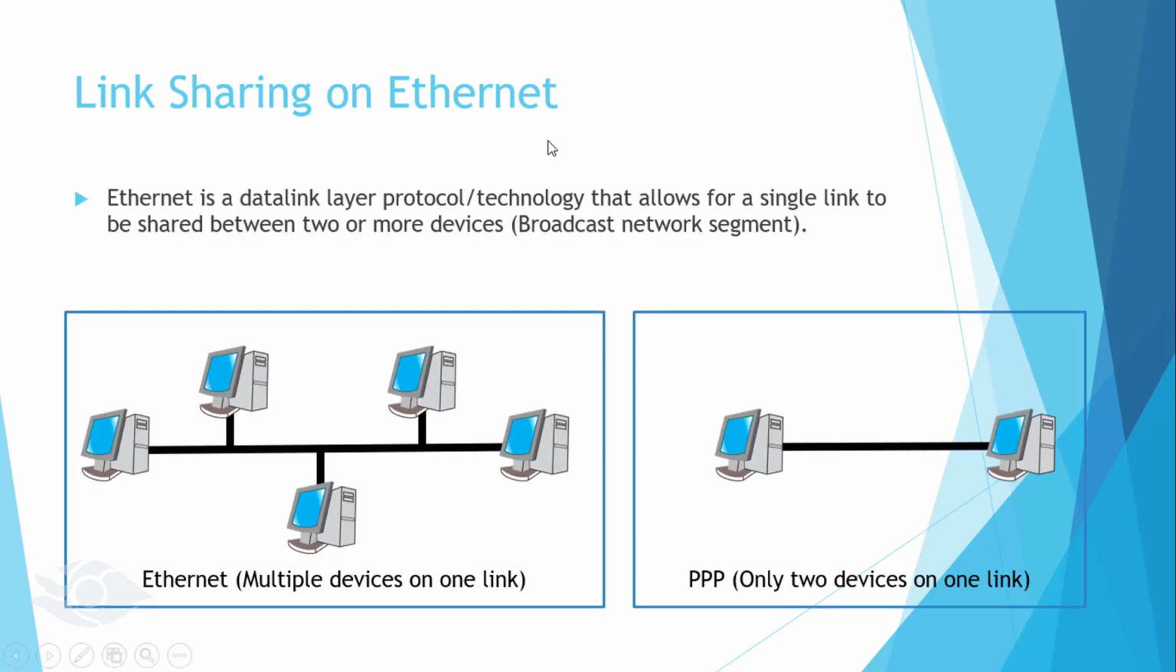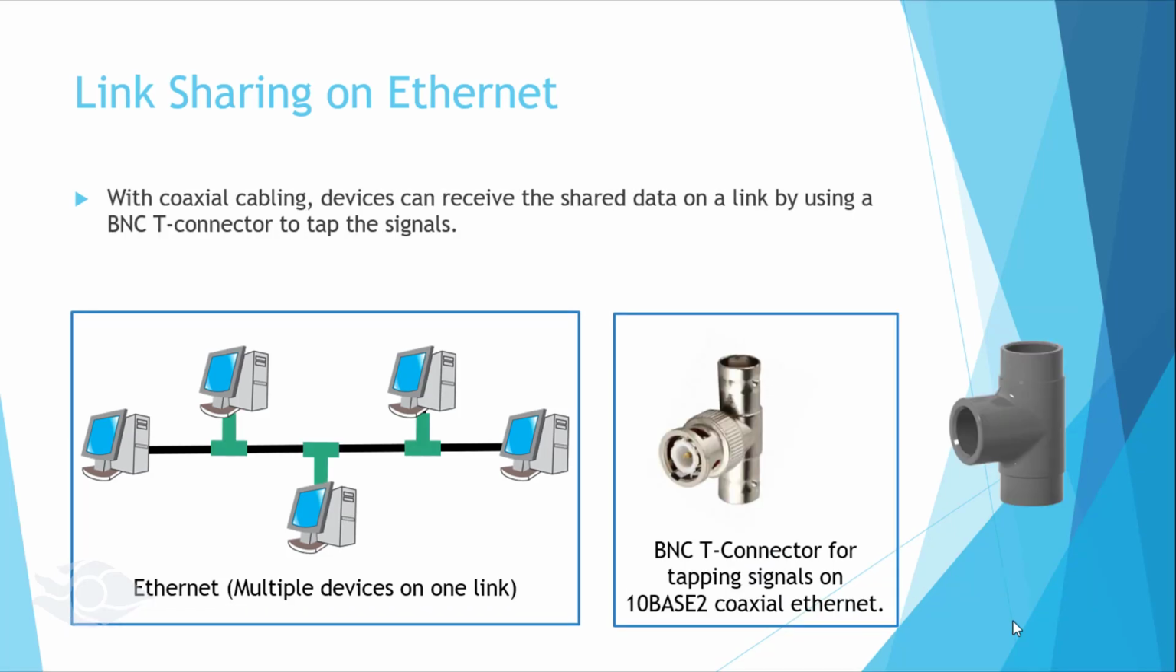Now, let's talk about how link sharing works. It all started with the coaxial cable. You see, Ethernet is a technology that allows for a link to be shared, otherwise called a broadcast network segment. It is one where multiple devices can share one link by attaching extra connections to the link. Some data link layer protocols like PPP do not support this because in PPP only two devices are allowed to use a single link.